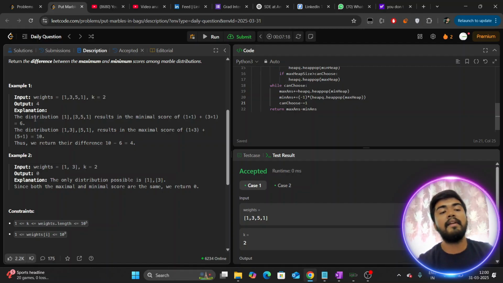And we return the difference. What is the maximal we have achieved? It's 10. What is the minimal we have achieved? It's 6. So the difference is 10 minus 6. It's as simple as that.